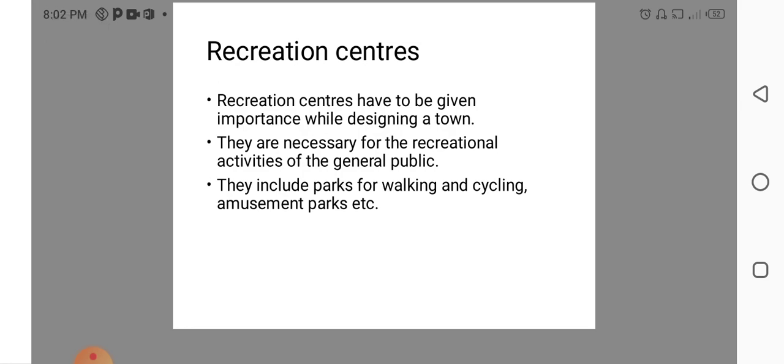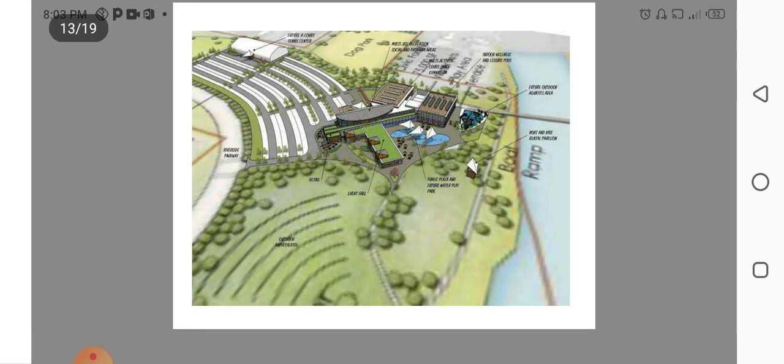Recreational centers have to be given importance while designing a town. They include parks for walking and cycling, amusement parks, gardens, etc. Here you can see some of the recreational centers available in this map.